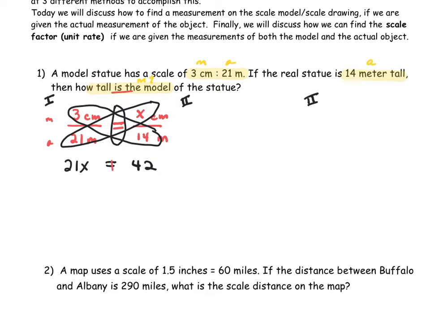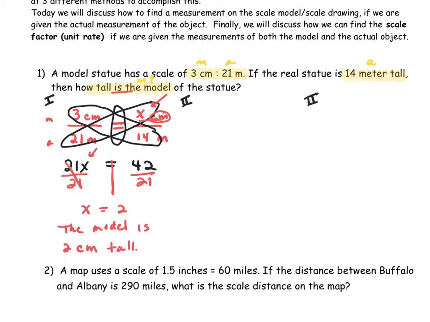Next, now I have to solve, because what I want to know is what x, which is the model measurement, is. So I do that. Side by side means multiply, so I'm going to divide on both sides. So I can eliminate the 21, and that's going to give me x equals 2. So now I have to figure out what 2 means. Well, 2 is centimeters. So to answer the question, the model is 2 centimeters, and I got that because I labeled tall. So now we know our answer.